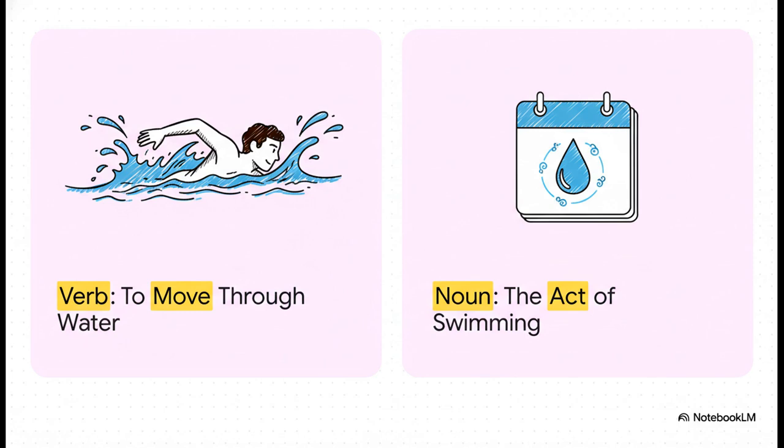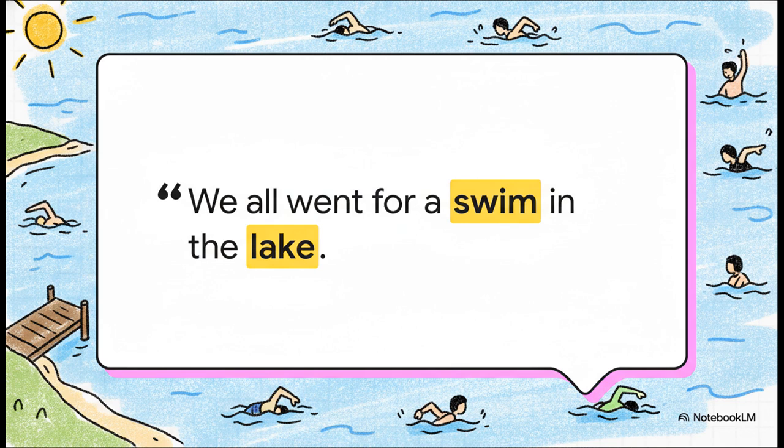As a verb, it's the physical motion. But as a noun, it's the name we give to the whole activity. I mean, think about it. You don't do a swim. You go for a swim. See the difference? And again, boom, a perfect example sentence just locks it all into place.